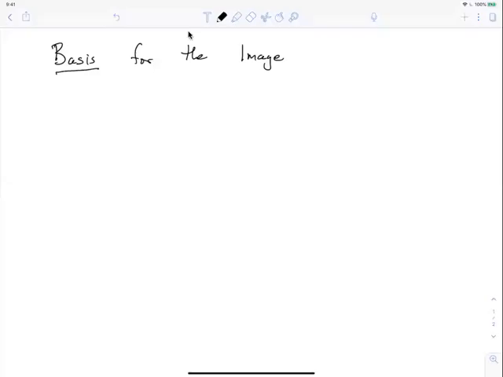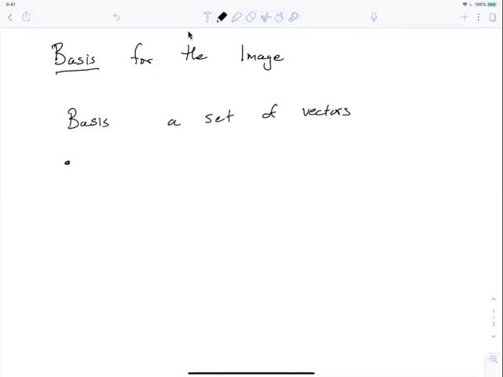All right, today we're going to talk about a basis for the image. Before we get into that, we need to first talk about what a basis is. So a basis is a set of vectors that satisfies two important conditions for your vector space. And we're going to do some examples in just a second.